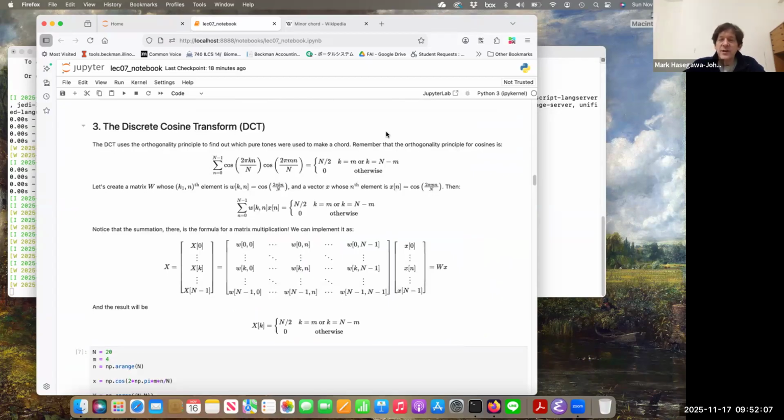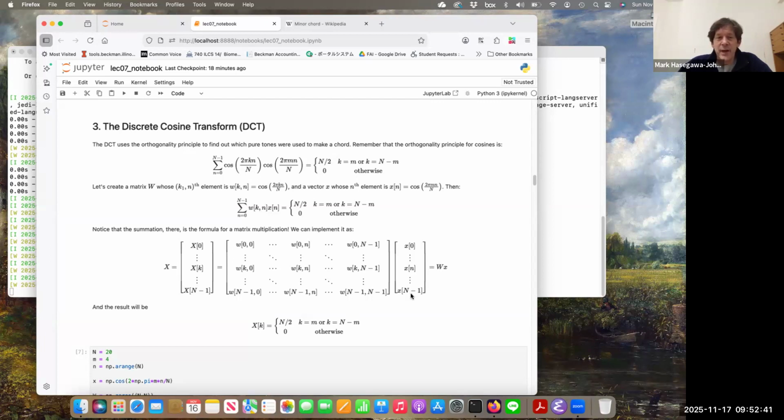The discrete cosine transform is going to work because we started out with a chord that was only cosines. And because it only contains cosines, we can use the orthogonality principle the way that we've seen it so far. We can take the cosine at k hertz and multiply it by the cosine at m hertz. And the average value will be 1/2 if the original tone includes the cosine at m hertz, and it will be 0 otherwise.